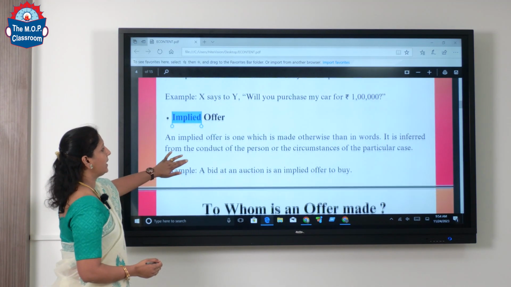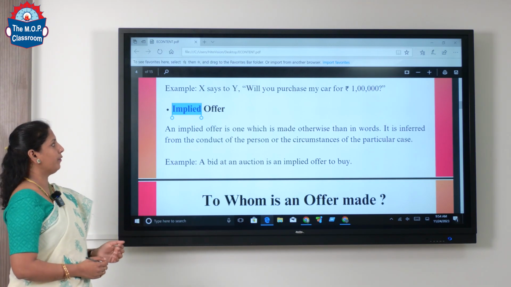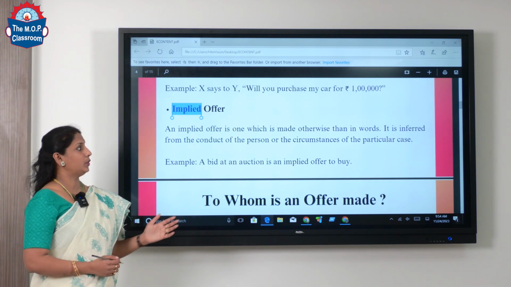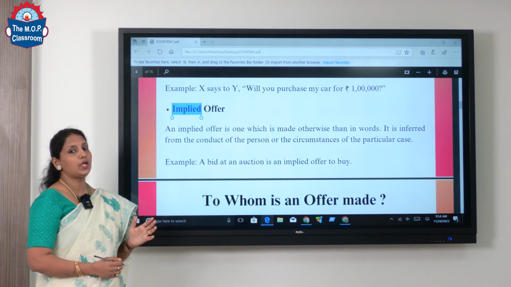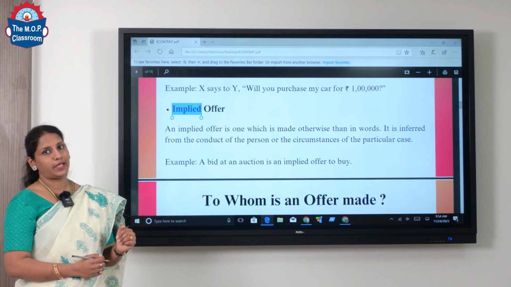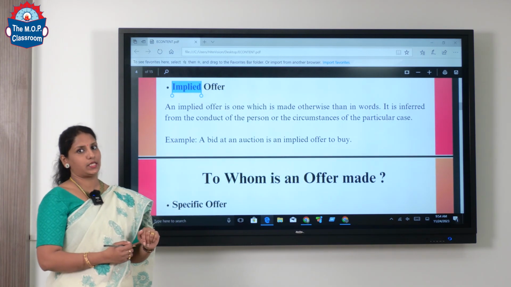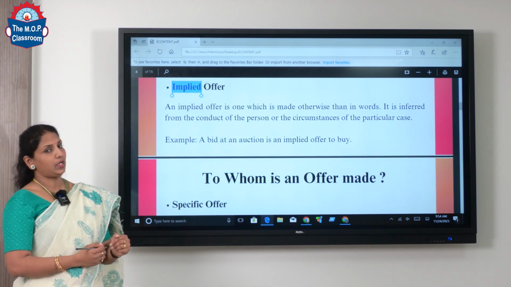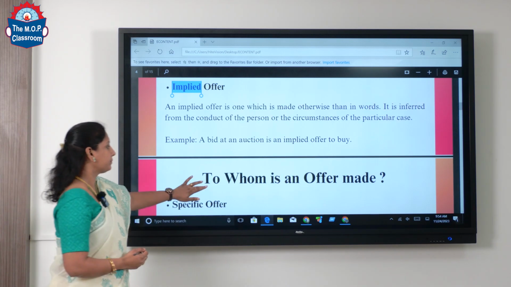The second one is called an implied offer. What do you mean by an implied offer? An implied offer is one which is made otherwise than in words. In short, it is inferred from the conduct of the parties. We'll understand this with a case law and with an example. For an implied offer, a bid at an auction is an implied offer to buy.